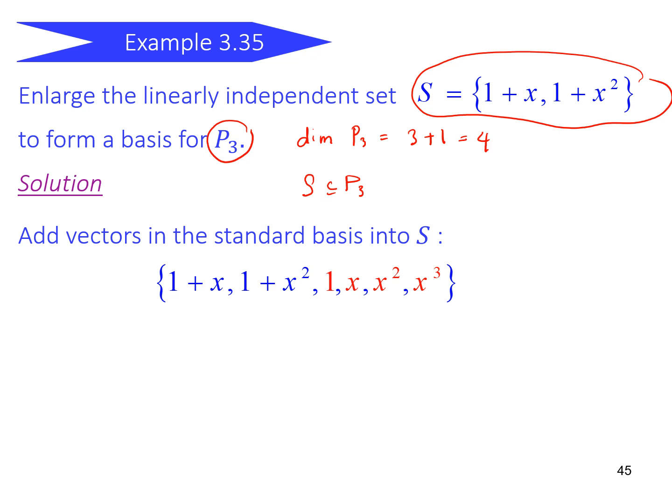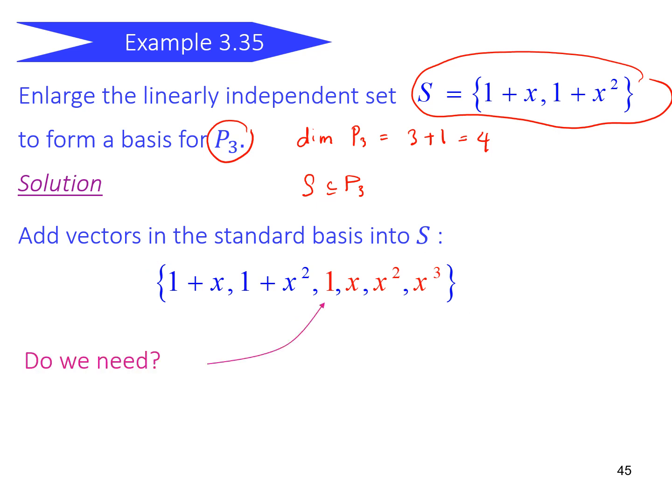Remember that the standard basis for P3 is 1, x, x², and x³. There are 4 vectors in the standard basis, but here we only need another 2 vectors to be inserted into S, because S already has 2 vectors. So we need another 2 so that S will have 4 vectors to form a basis. Among 1, x, x², and x³, we're not yet sure which vectors should be inserted into S. So at the beginning, we add every vector into the set S, and we have this set after adding every vector in the standard basis.